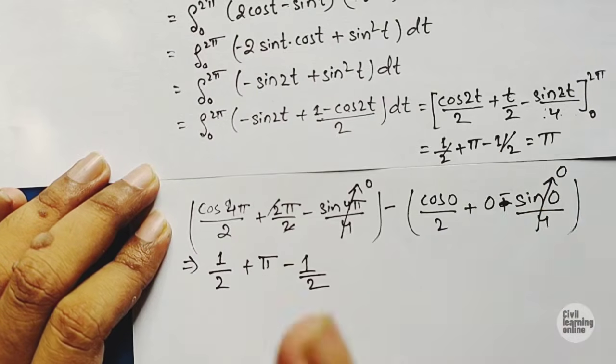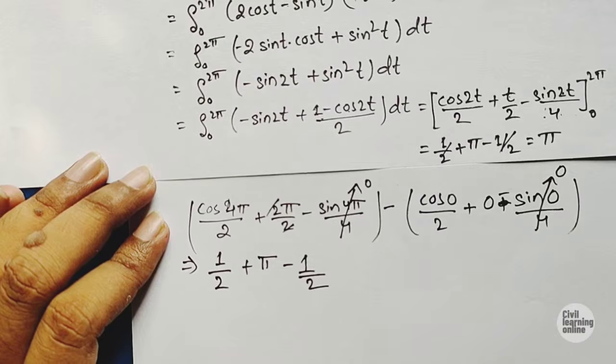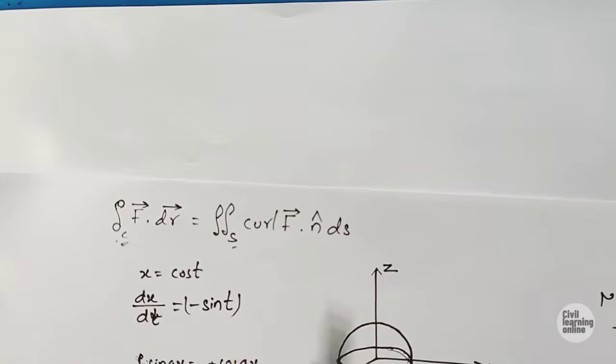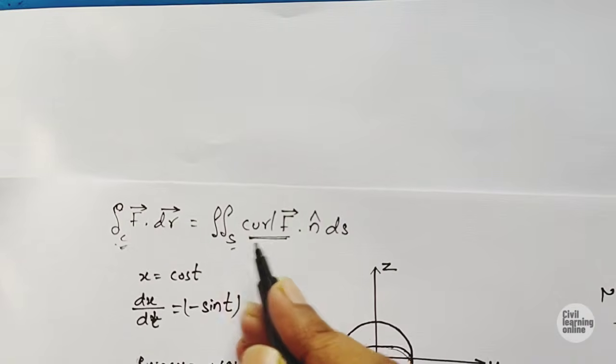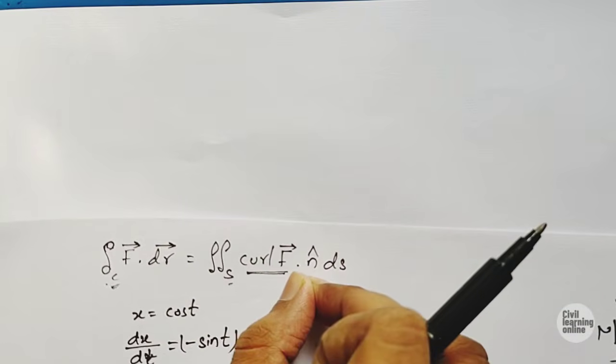LHS equals pi. Now we need to find the value of RHS. So guys, you can see here in RHS we have curl F. So let us first find the curl F, then we will simply put the value of curl F, multiply with n cap, then integrate and find the answer.